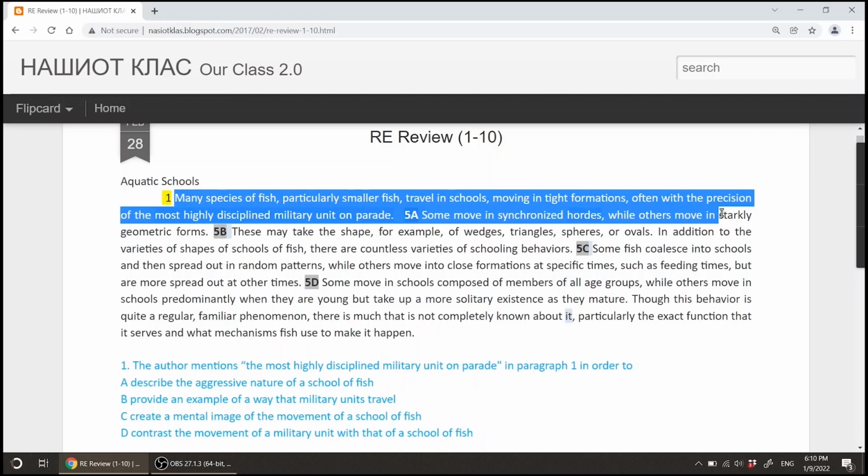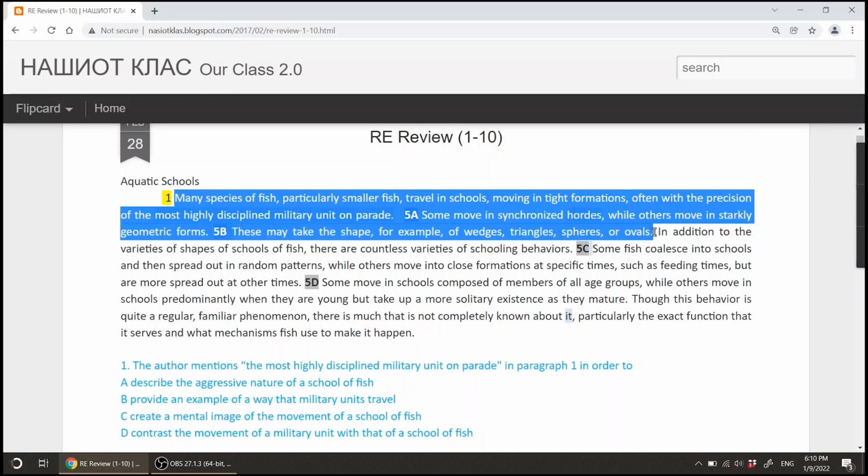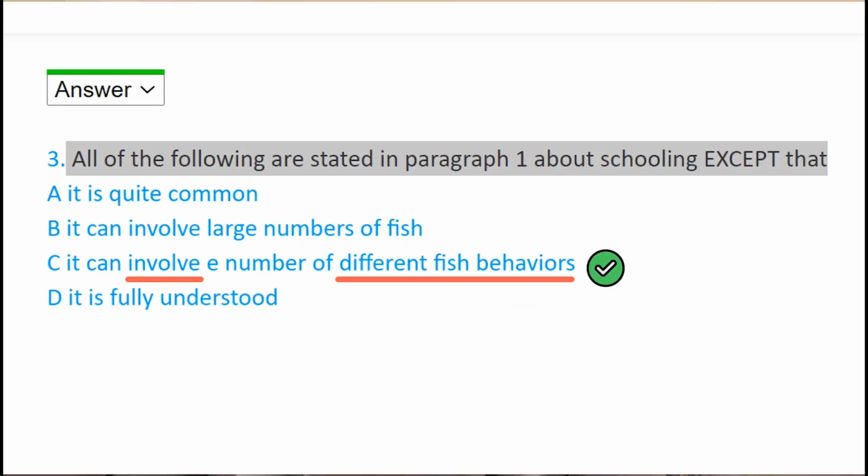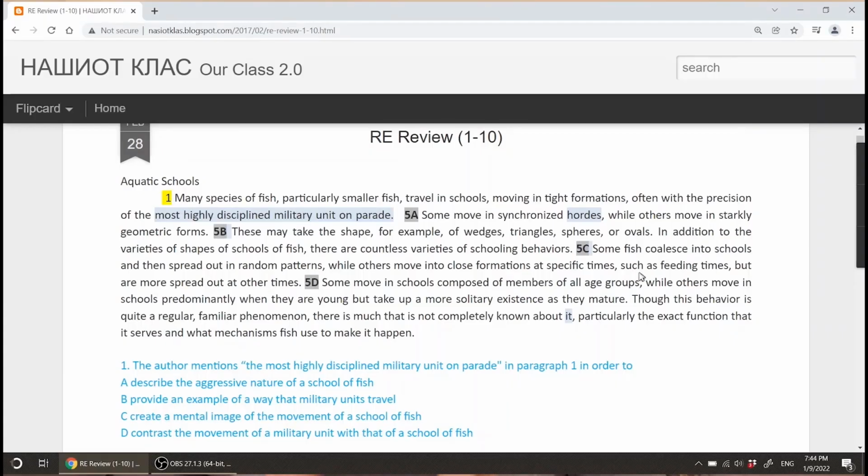Go back to the passage. You already know these sentences. No need to read them again. Go to the new sentence. Oh, countless varieties of schooling behaviors, so C is correct. The answer must be D, but keep skimming through the paragraph.